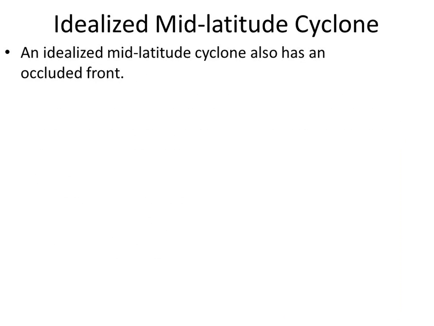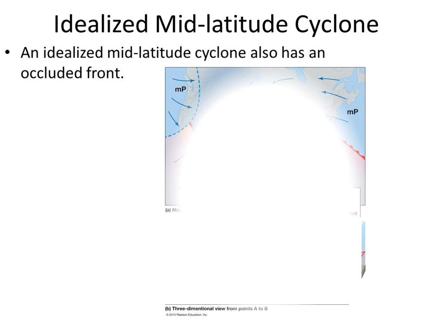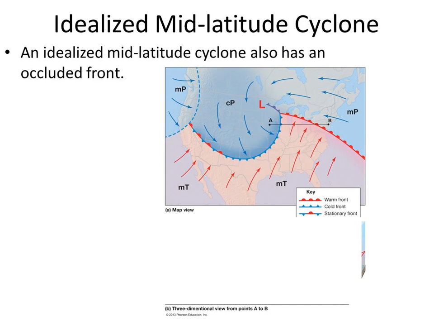Kind of looks like a mustache, I think. So that was the beginning, and this actually is a snapshot of a mature mid-latitude cyclone. Kind of get your bearings, it kind of looks different, right? So notice you kind of see the mustache. Let's pick on green, okay?